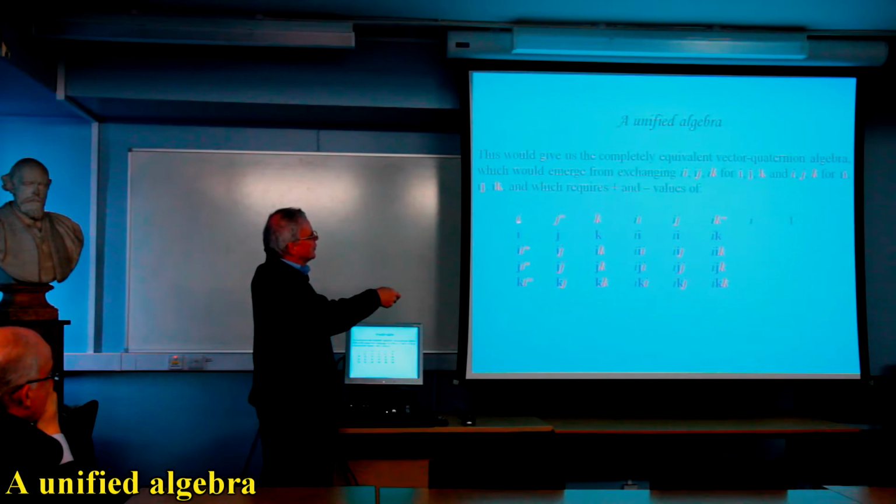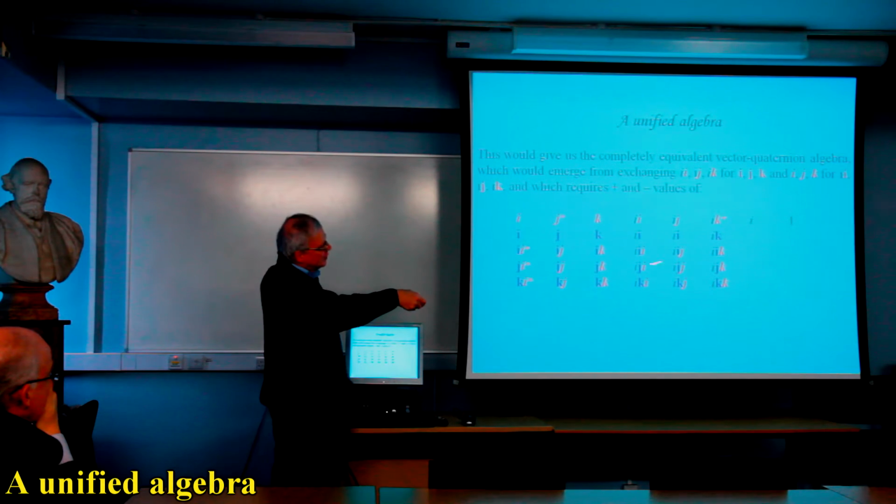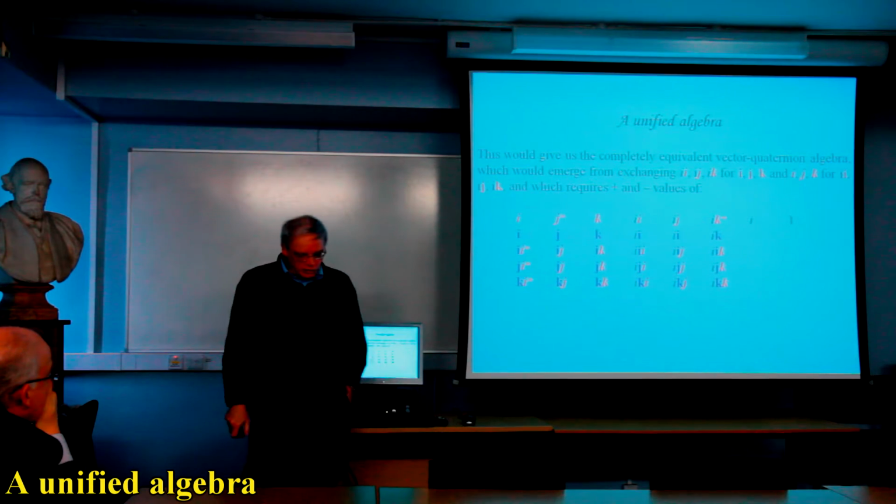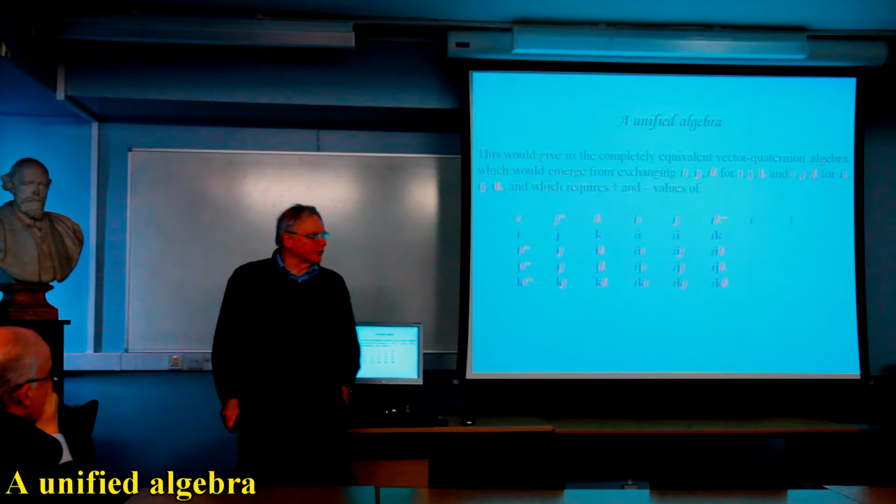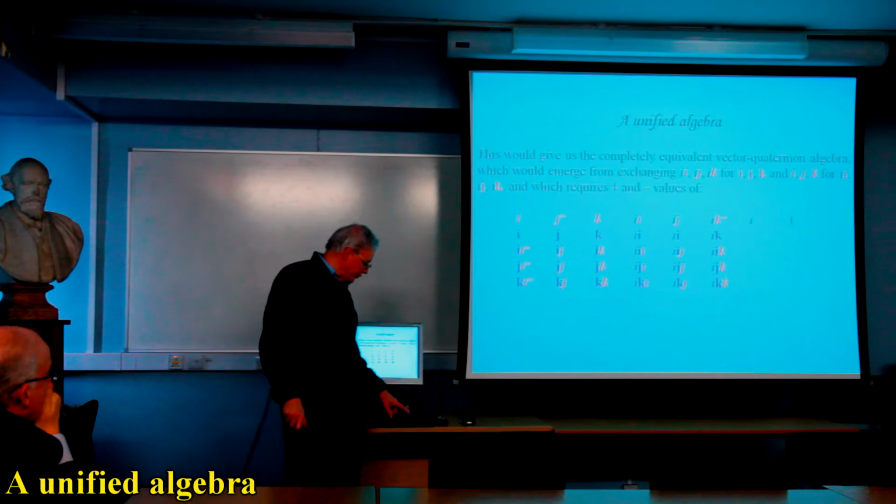Here I've changed it slightly. Instead of having 2 vectors, I've got vectors and quaternions complexified. But we know that's okay because we've done that in the second lecture. We showed that was the same as the double vector algebra.